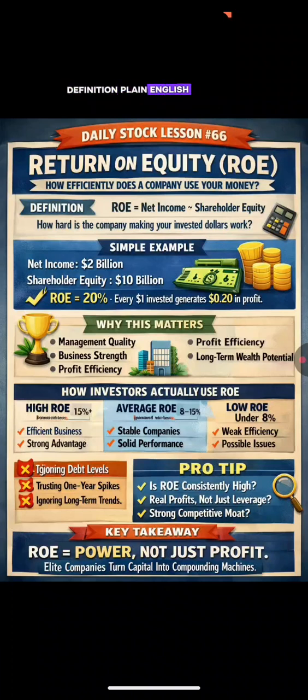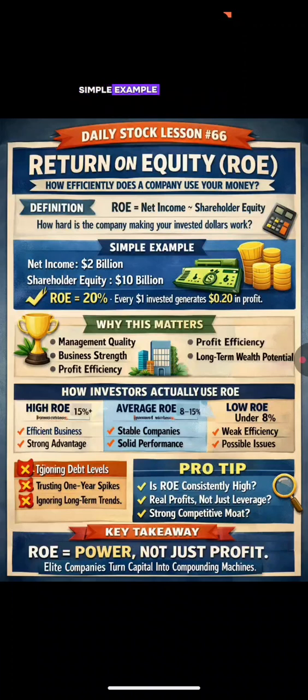Definition in plain English. Return on equity, ROE, tells you how much a company generates from shareholders' money. The formula is simple: ROE equals net income divided by shareholder equity. In simple terms, how hard is the company making your invested dollars work?